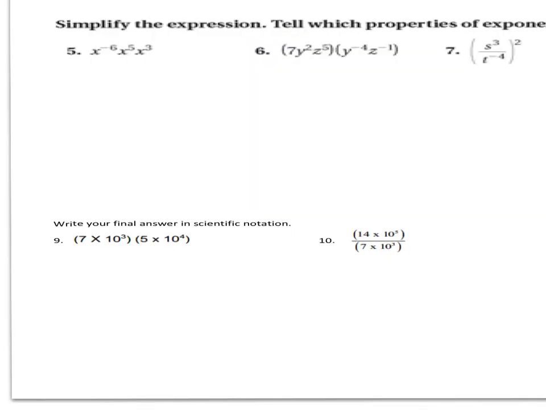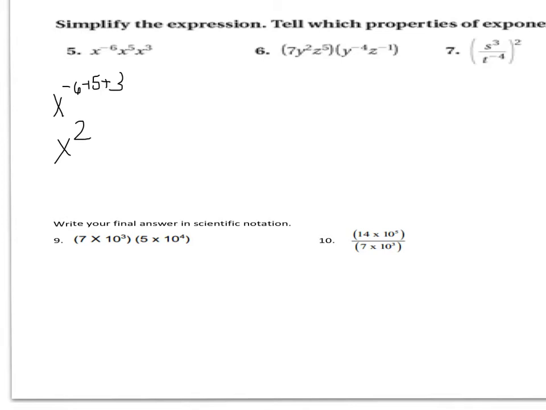Okay, it says simplify the expression, tell which properties of exponents you used. Okay. So here we have x to the negative 6 plus 5 plus 3, x squared. That is the product property. Okay?